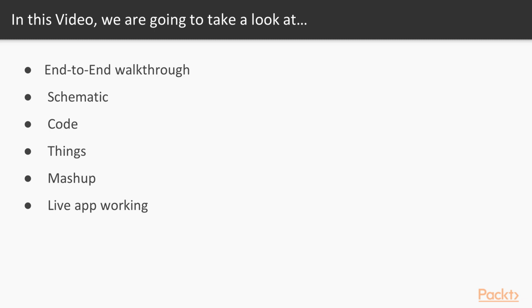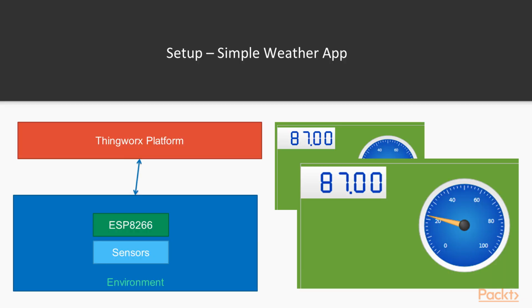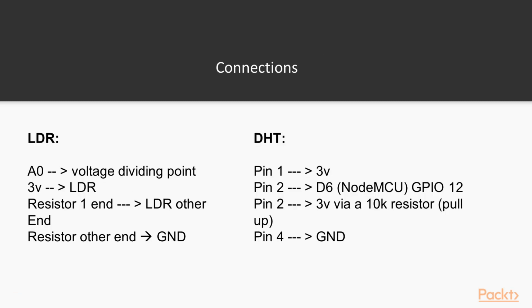Perfect. Let's get started. So this is the schematic. Just once again, to get perspective: we have an environment where we need to monitor the elements. We have a set of sensors and the ESP8266 Wi-Fi module. We're going to use these two to gather the information of the environment and pass it on to the ThingWorks platform. In the platform, we build a dashboard and connect the values to the dashboard. Pretty straightforward.